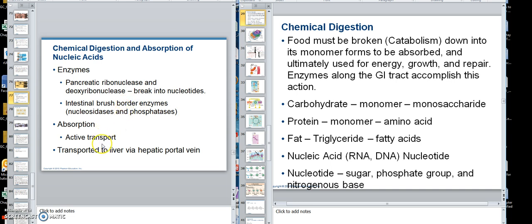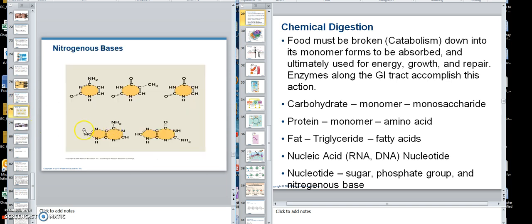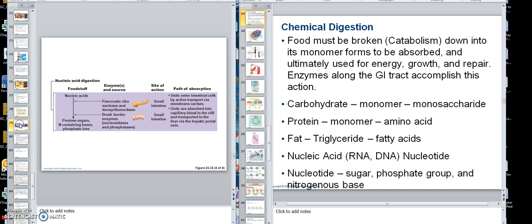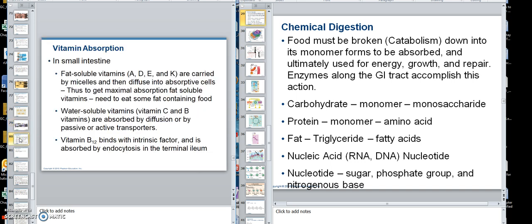Absorption, active transport. Transported to the liver via the portal vein because it's water soluble. Those are nitrogenous bases. And so you can look at this. Vitamin absorption in the small intestine.